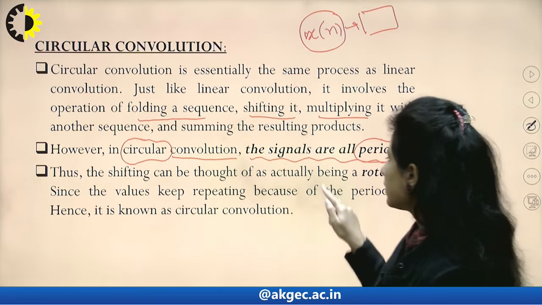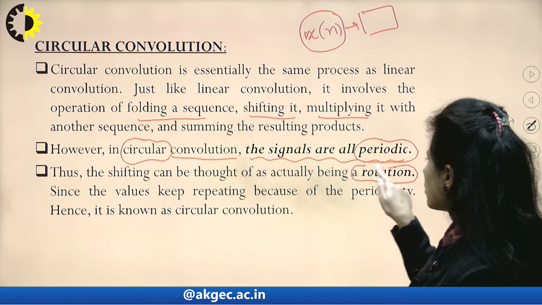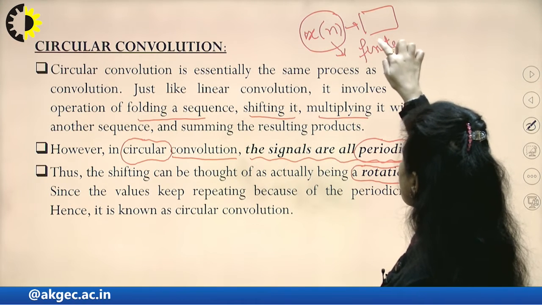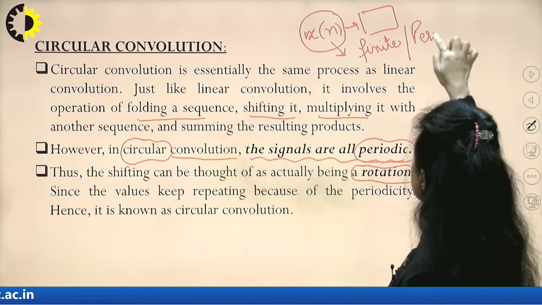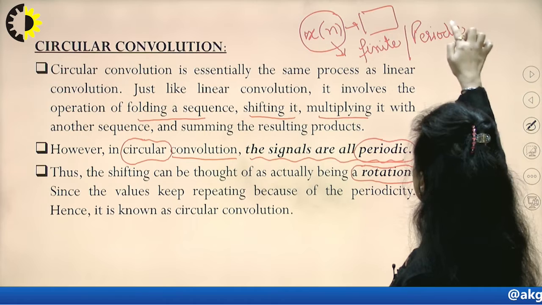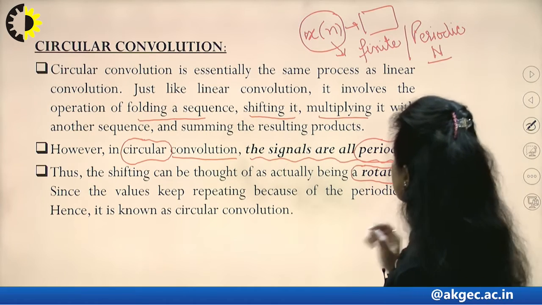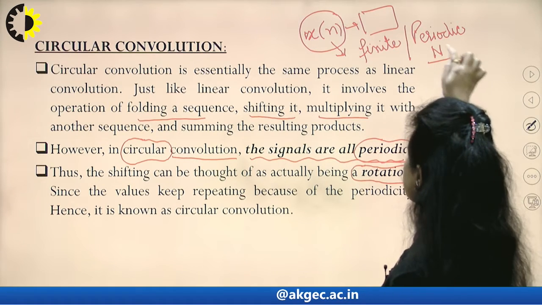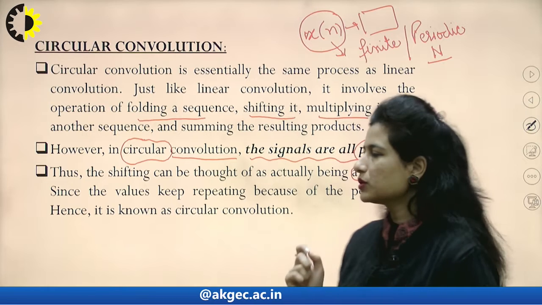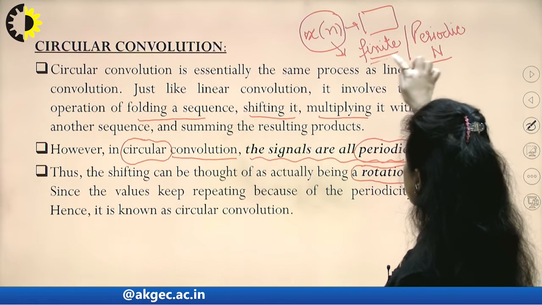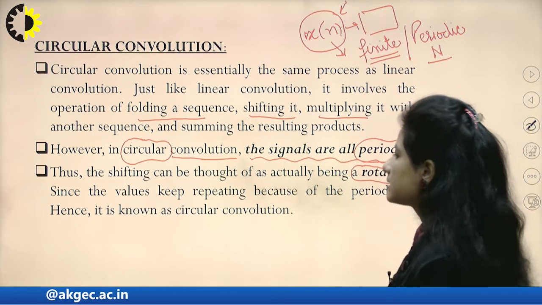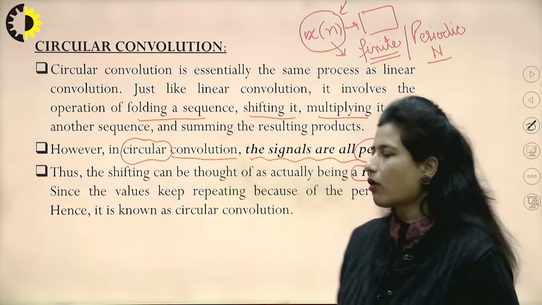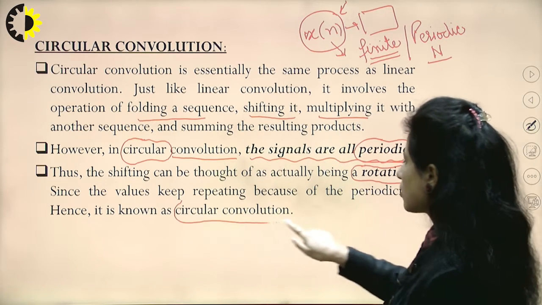So shifting can be thought of here as rotation. Why rotation? Because the sequence x(n), first of all, is finite and periodic. If it is periodic with period N and I shift the sequence N times, then I get the same sequence after N shifts. So for a periodic sequence having a finite number of samples, shifting is equivalent to rotation, and that's why the convolution we perform here is called circular convolution.